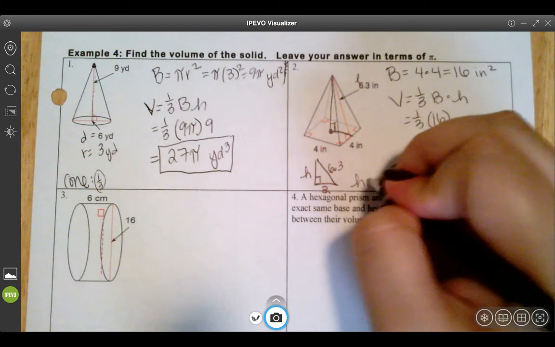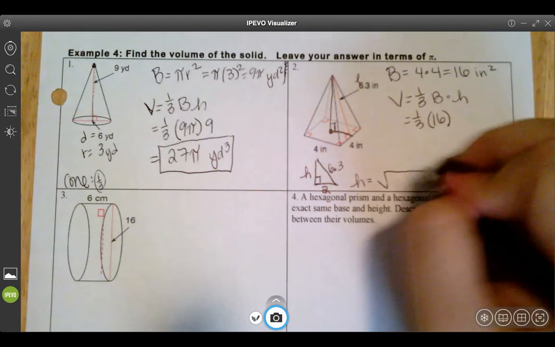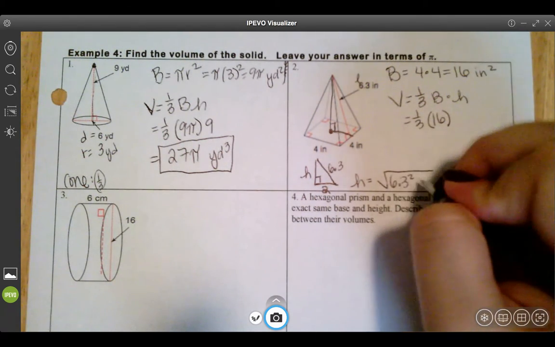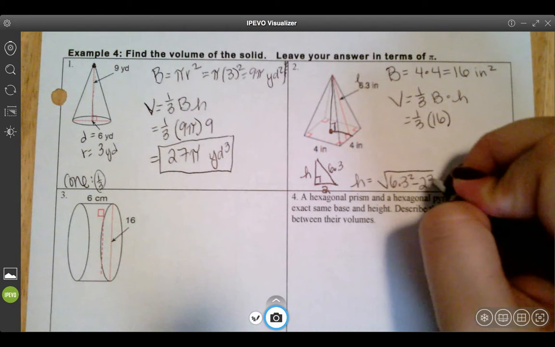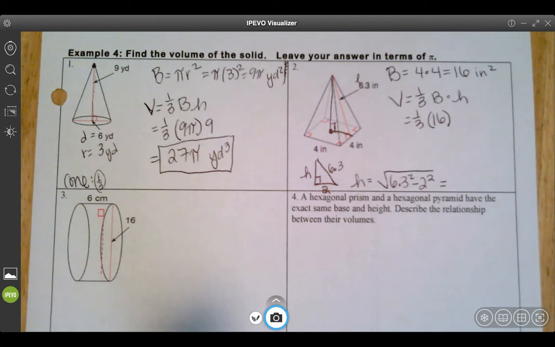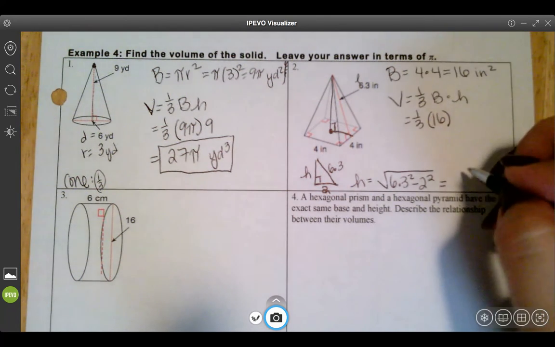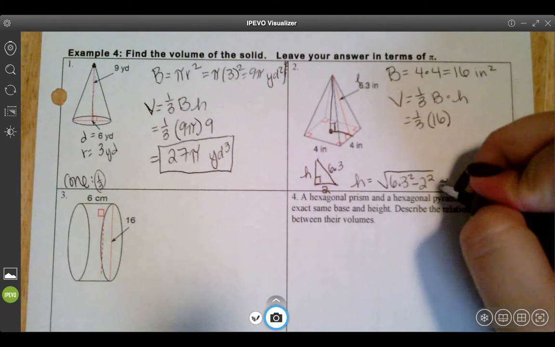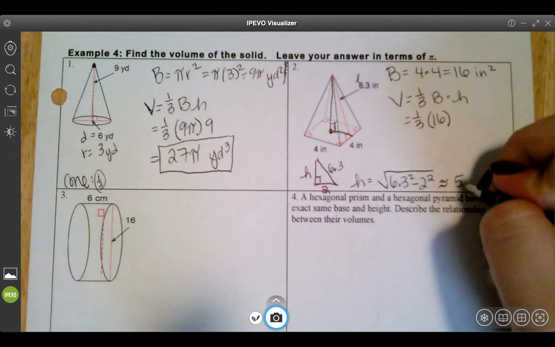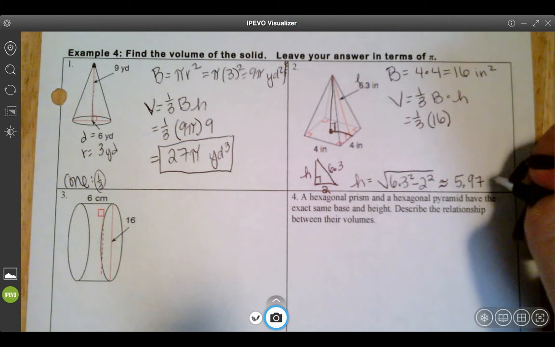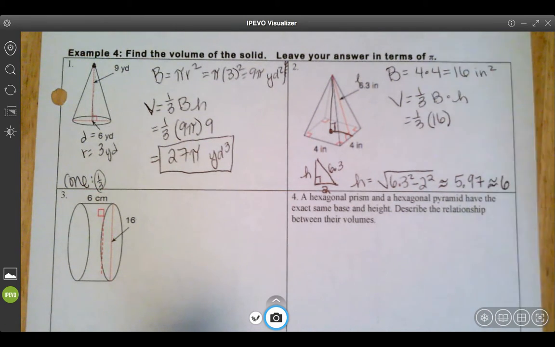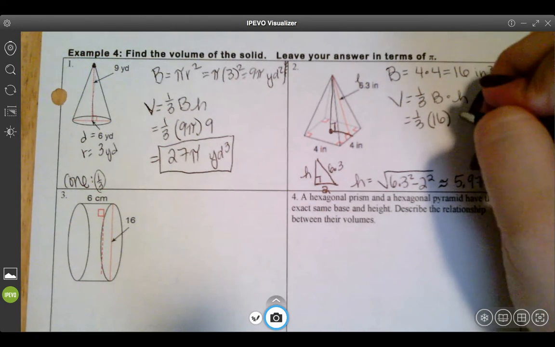To find the height, we're going to do the square root of our hypotenuse squared minus our side squared. Put that into the calculator, and we'll get approximately, I should put approximately symbols, 5.97. So we're going to round that to 6. It's very close to 6. And so our height here is 6.